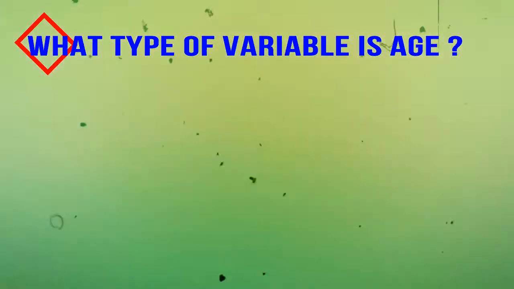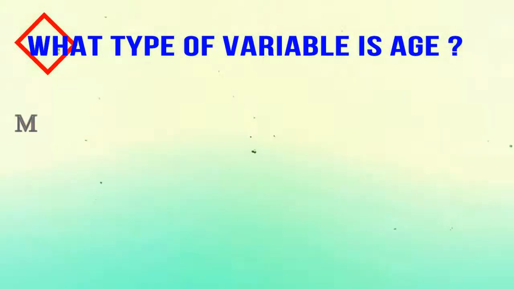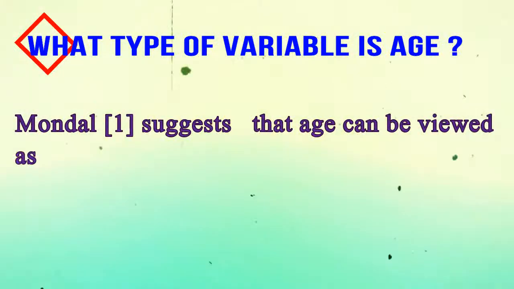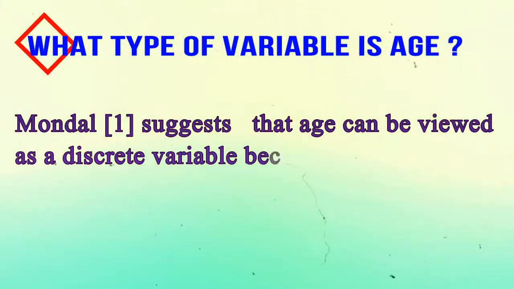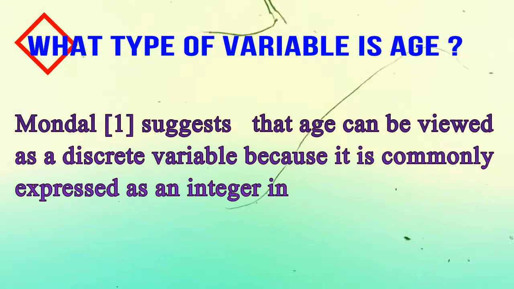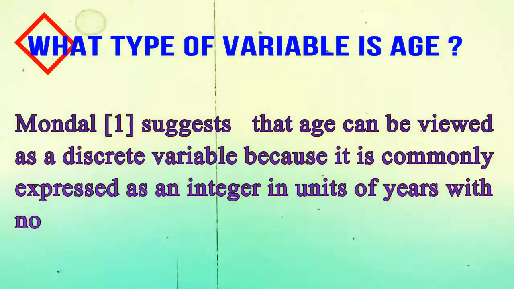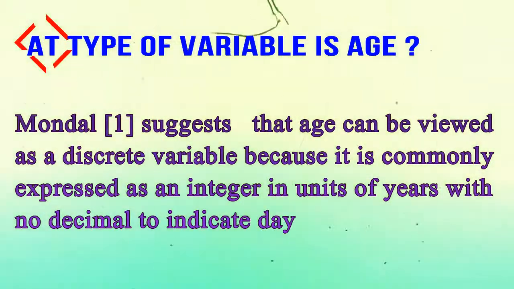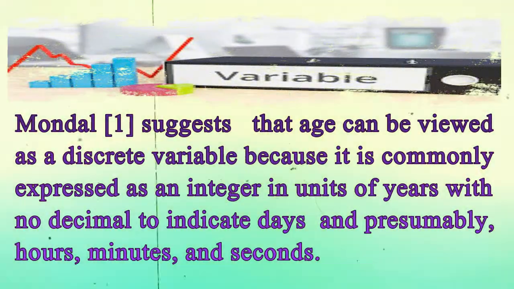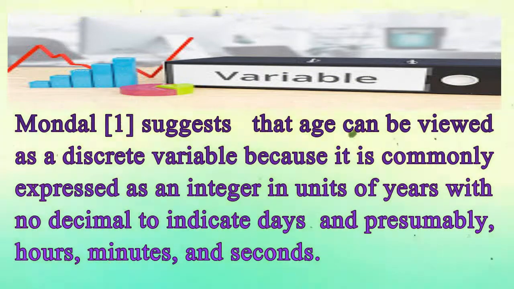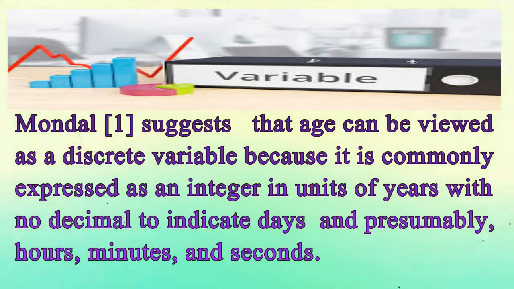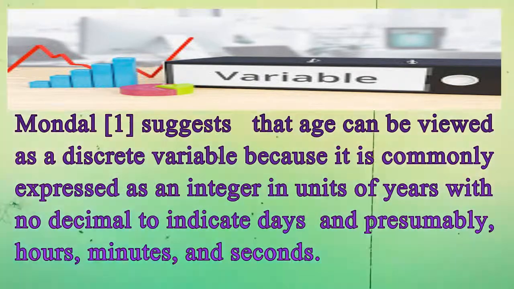What type of variable is age? Mandal suggests that age can be viewed as a discrete variable because it is commonly expressed as an integer in units of years, with no decimal to indicate days, and presumably hours, minutes and seconds.